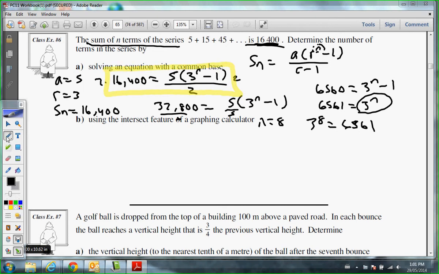What I'm going to do is you're going to put in your Y1, and go ahead and try this. Y1, I want you to put 16,400 in. Y2, I want you to put in 5 halves, and then times 3 to the n minus 1, like that, in 2 parentheses.